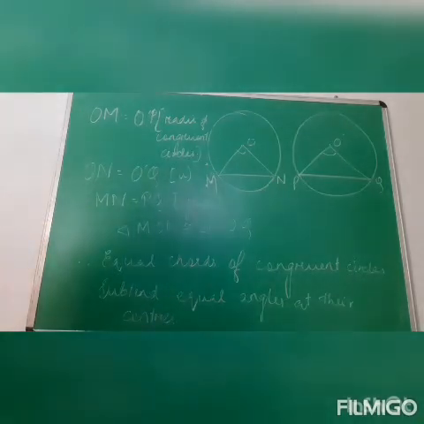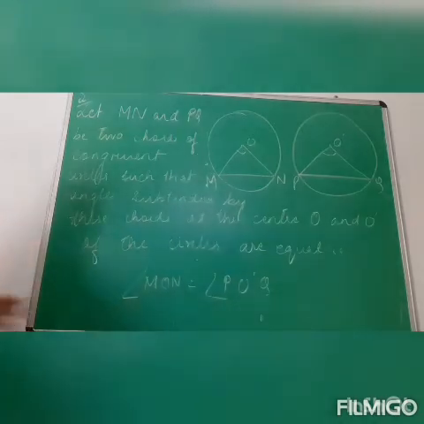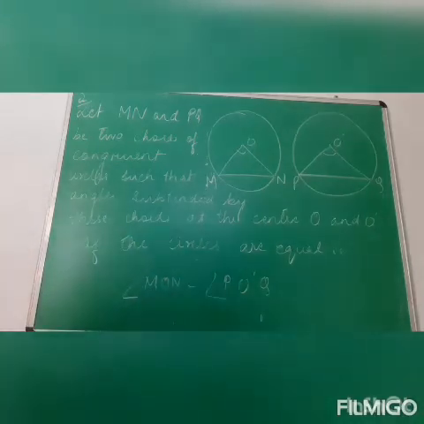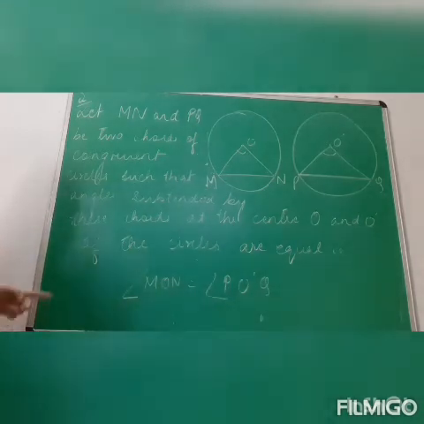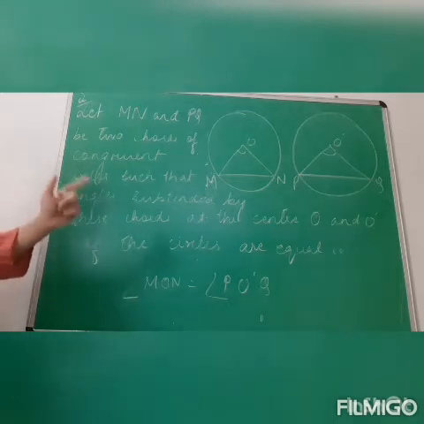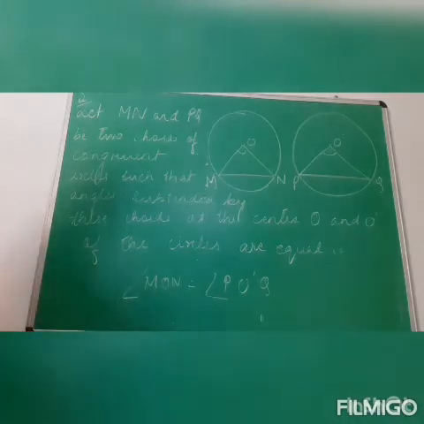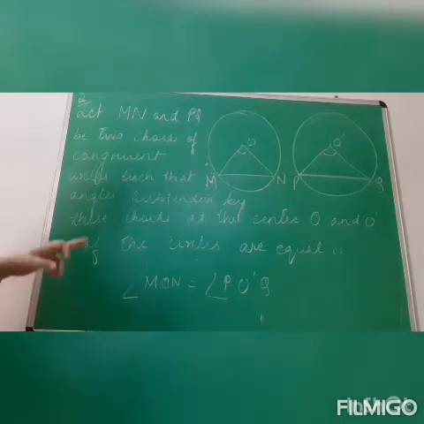Okay, so now let us move on to the next theorem. Now see in the second question, it is given that we have to prove that if chords of congruent circles subtend equal angles at their centers, then the chords are equal. So here MN and PQ are the chords of the congruent circles such that the angles subtended by these chords at the centers O and O dash of the circles are equal. That means it is given that angle MON is equal to angle PO dash Q, and we need to prove that MN is equal to PQ.